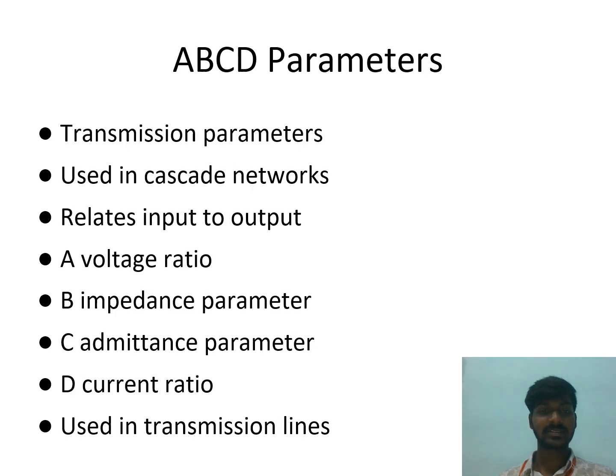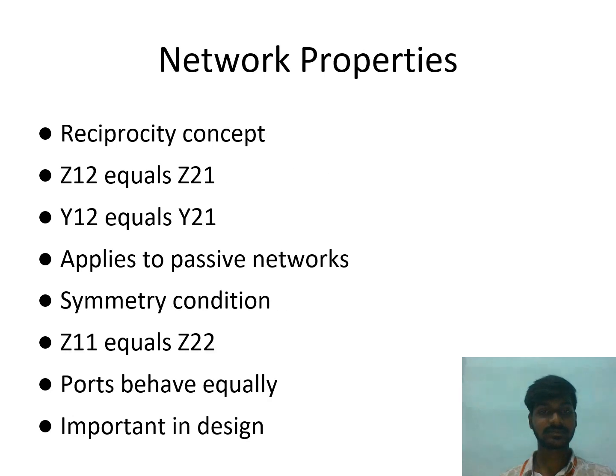ABCD parameters. These are also known as transmission parameters. These are used in cascade networks. This relates input to output. A is known as voltage ratio, B is known as impedance parameter, C is known as admittance parameter, and D is known as current ratio. These are the terms we have explained in ABCD parameters. These are used in transmission lines.